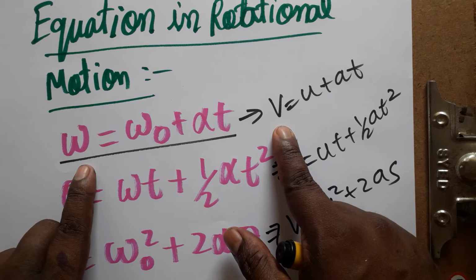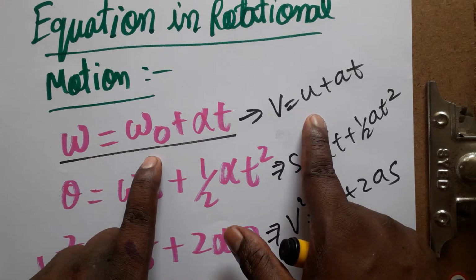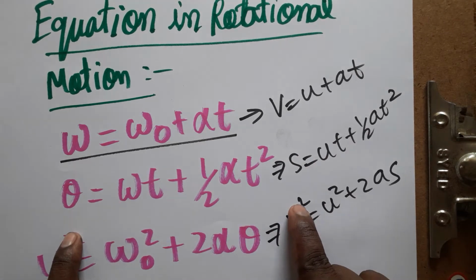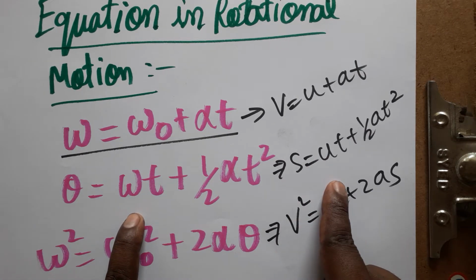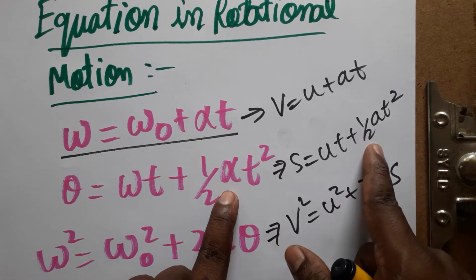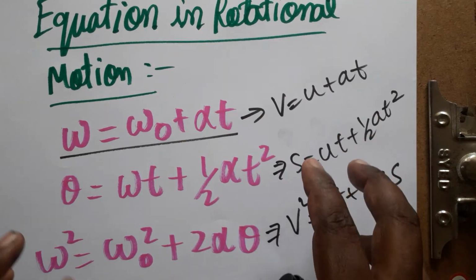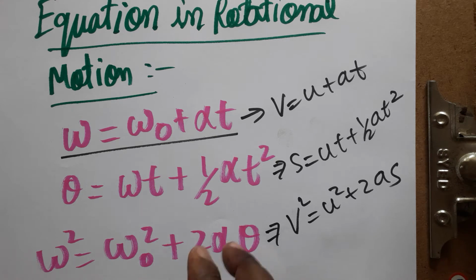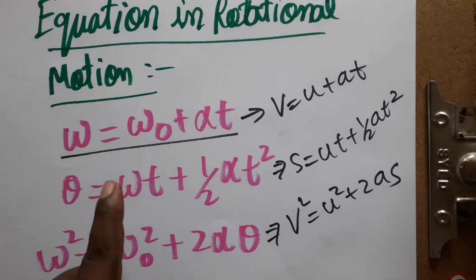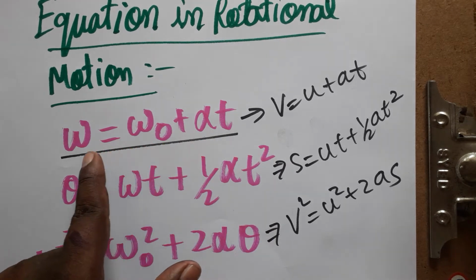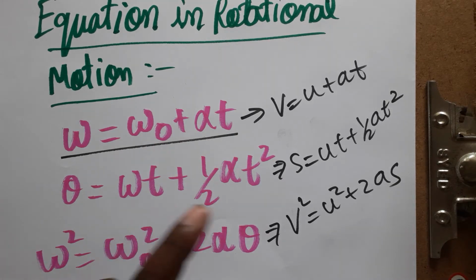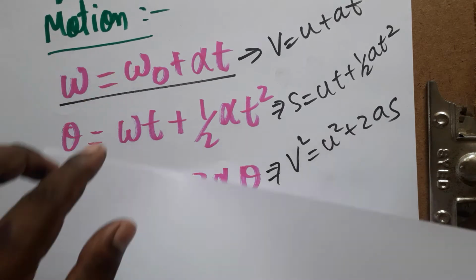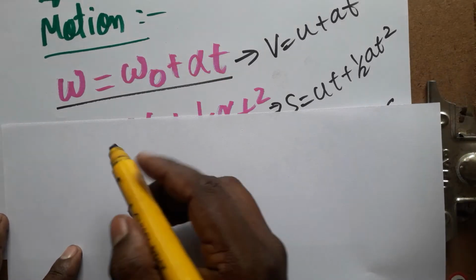Instead of v here it is omega, instead of u it's omega naught. a is alpha, and here theta is s. Omega is u, and alpha is a. The same equations we are going to learn for rotational motion. By the calculus method we are going to discuss. First we will see the first equation of rotational motion.